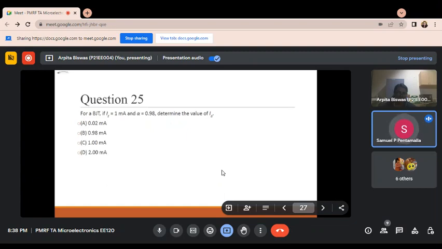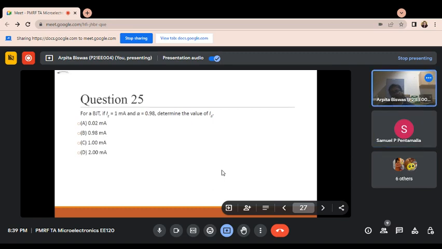IB equals IE minus IC. Yes. Then what is the exact value? How is it 0? IE, you see, you have calculated the value of IC which is 0.98 and here IE is given, which is 1 milliamps. 1 milliamps minus 0.98. Okay, so what is the final value?